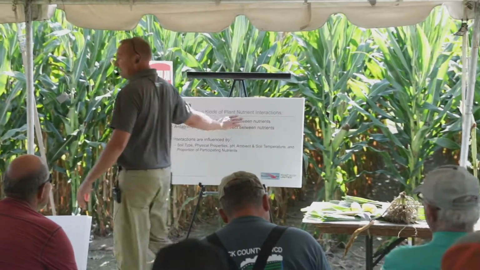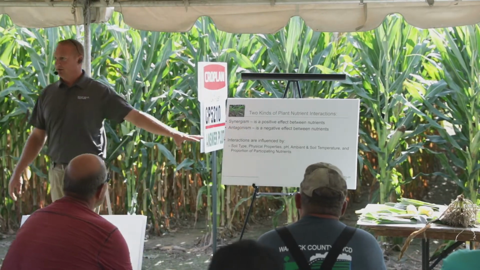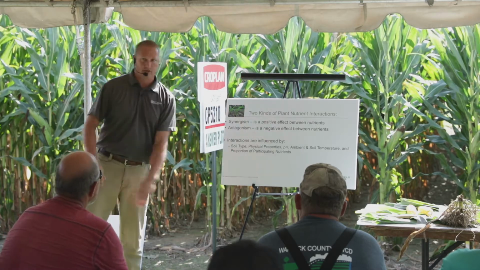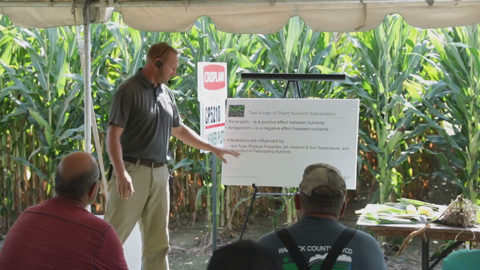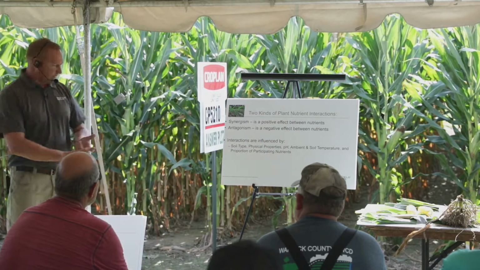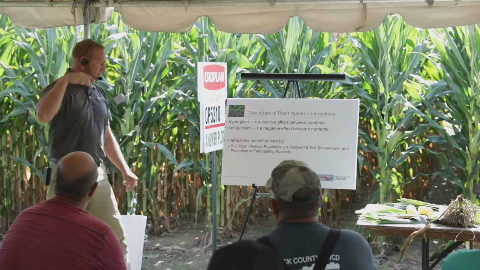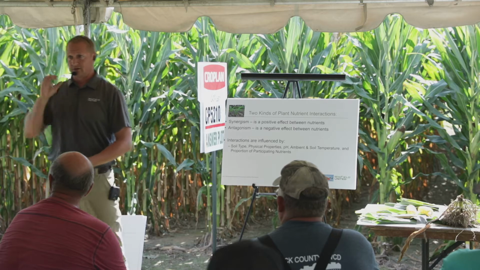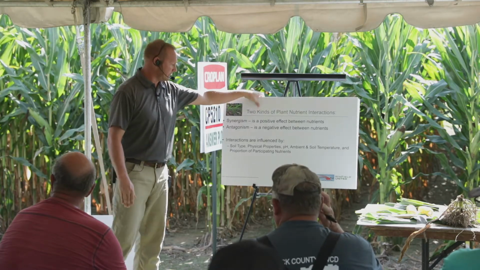There's two kinds of plant-nutrient interactions. There's a synergism, which is a positive response, and there's an antagonism, which is a negative effect between nutrients. This is inside that plant. These interactions are influenced by things like soil type, plant or the physical properties, pH, ambient and soil temperature, and the proportion of those nutrients, or how much of those nutrients are in that plant, has an effect on these interactions.